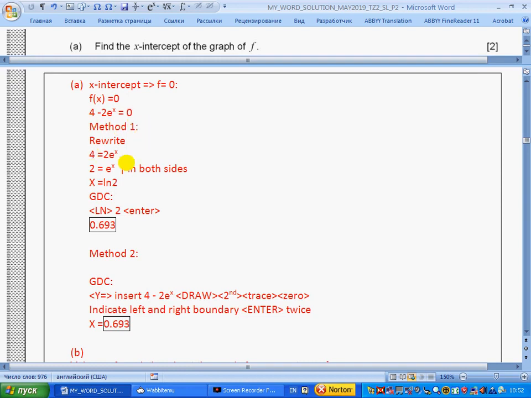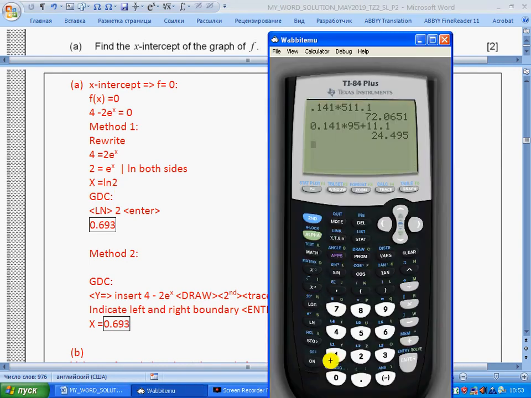Method 1, rewrite. In many cases it is easy to avoid the graphing calculator as much as possible. For example, in this case we rewrite the equation, divide by 2, take the natural logarithm of both sides, so we get x equals ln 2. So how much is ln 2? We have here the ln button, 2, bracket closed, enter, 0.693. So this is one method.